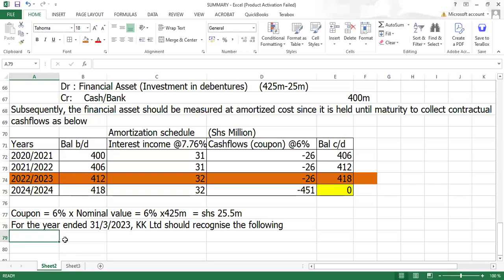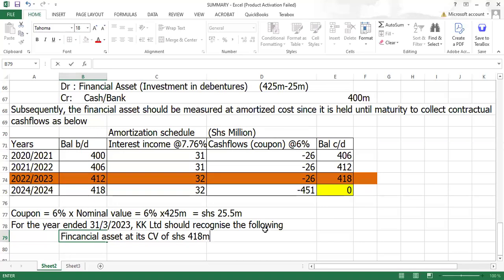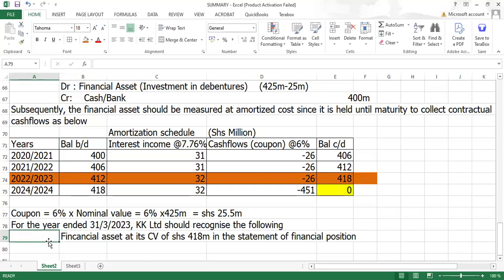One, they must recognize the financial asset at its carrying value of shillings. What is the carrying value? You come here for the year 2022-2023. This is our carrying value. So you recognize 418 million in the statement of financial position. Are we together, colleagues? That is number one.